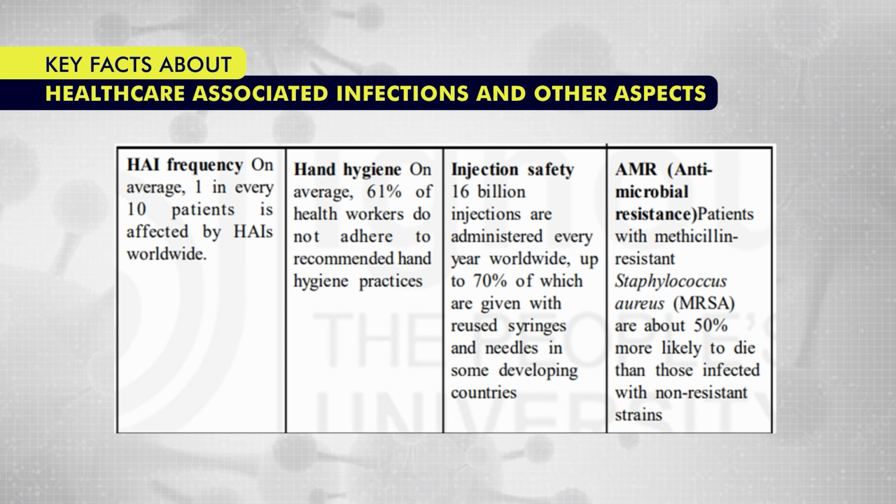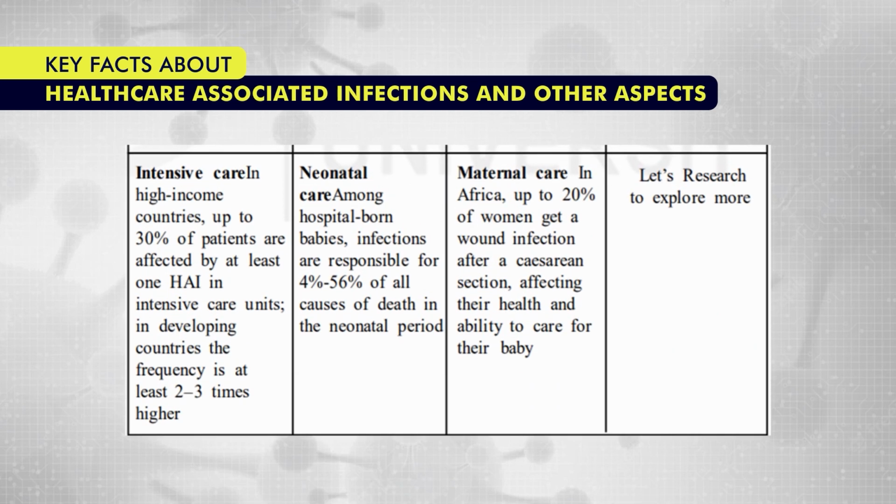Then antimicrobial resistance, AMR. Patients with methicillin resistant Staphylococcus aureus, in short MRSA, are about 50% more likely to die than those infected with non-resistant strains. In intensive care units in high income countries, up to 30% of patients are affected by at least one healthcare associated infection, and in developing countries the frequency is at least 2 to 3 times higher.